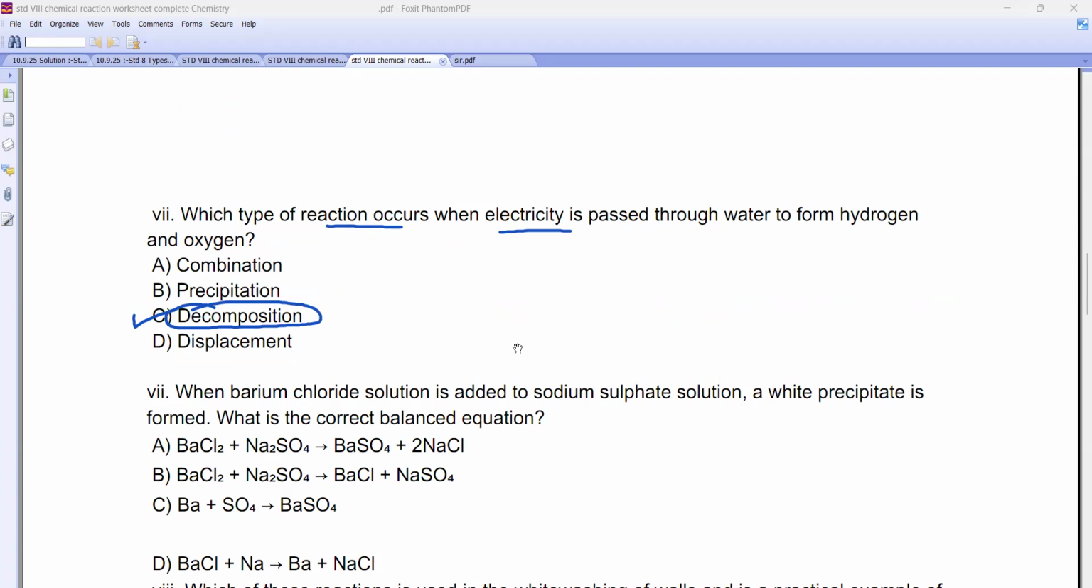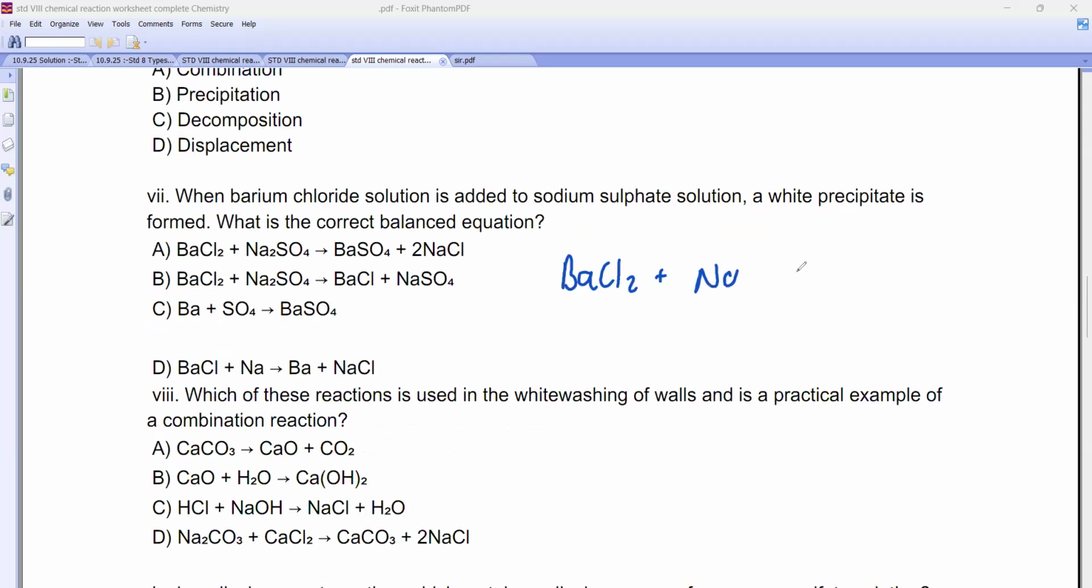When barium chloride solution is added to sodium sulfate, so barium chloride plus sodium sulfate, a white precipitate is formed. So what are you going to get, beta? Barium sulfate and 2 NaCl, right beta? So which is the correct one in this? A.